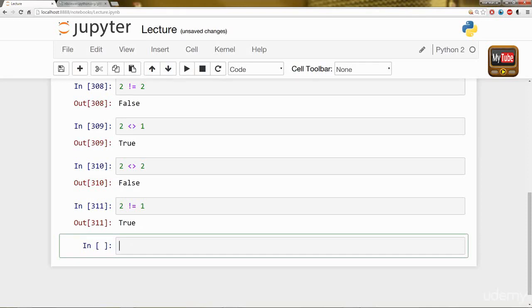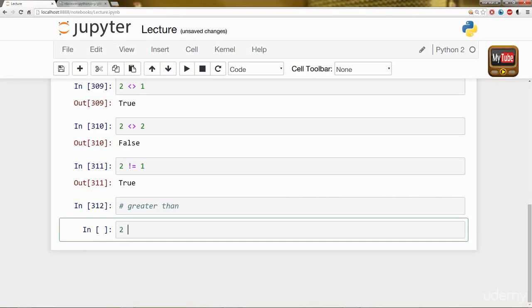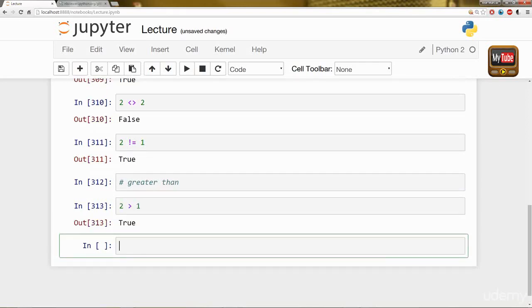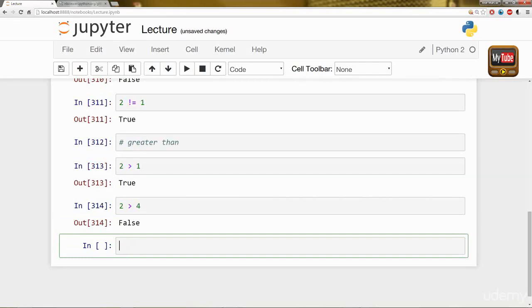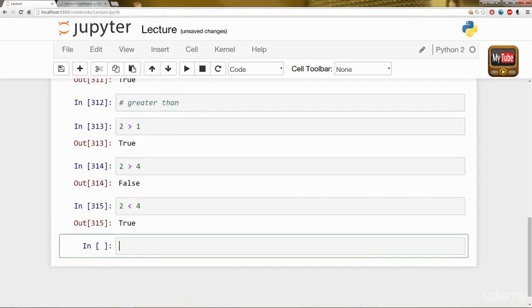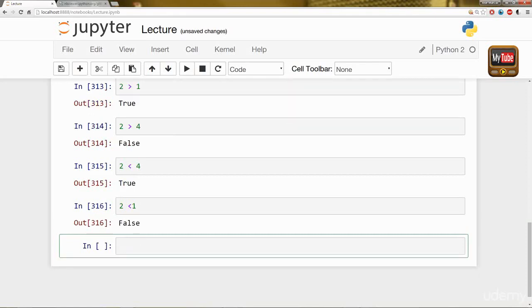Moving along, we're now going with greater than. Is 2 greater than 1? That's true. Is 2 greater than 4? That's false. Similarly, we have less than, so I can say 2 less than 4, and 2 less than 1. That's false. Then we have greater than or equal to, so is 2 greater than or equal to 2? Yes, because 2 is equal to 2. Is 2 greater than or equal to 1? That's also true because it's greater than 1.